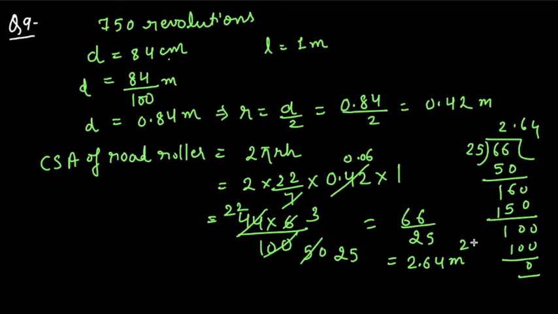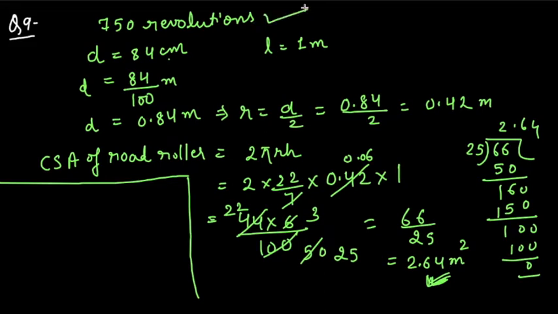So this is the CSA of the road roller, but only in one round. How much distance will it cover when it takes a complete round? So how are we going to do it? Let's do it here. This is the distance covered because this is the CSA of the road roller. It means this much distance the road roller has covered in one round. But the total revolutions are 750.